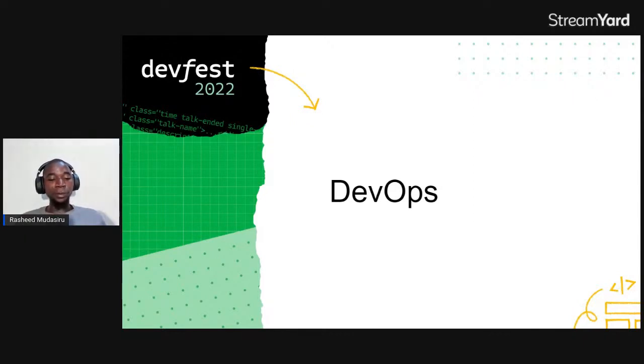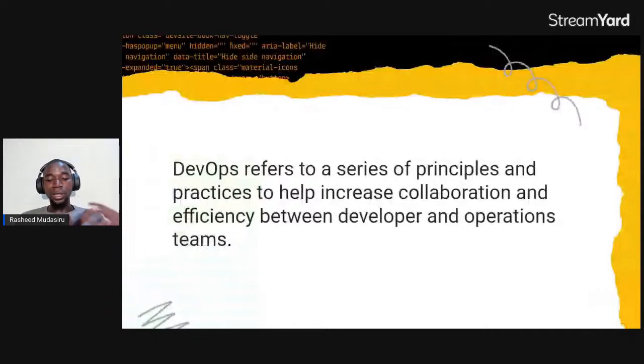DevOps can be referred to as a series of principles. Many people agree that it's a philosophy that ensures an increase in collaboration and efficiency between the developers and the operations team. So what does this mean?